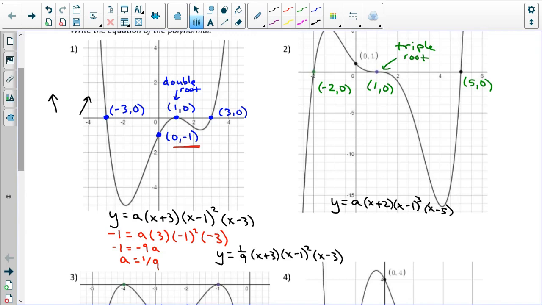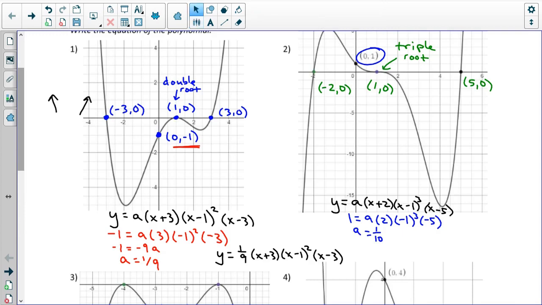Now I substitute in (0, 1), which is the y-intercept. So 1 equals a, substitute in 0 for all of these x's. And then I end up discovering that a equals 1/10 after I do a little bit of multiplying and math.